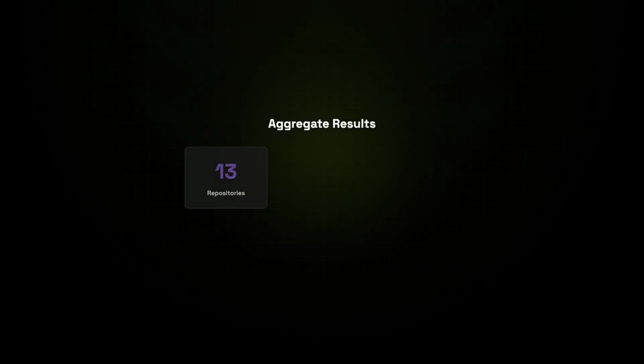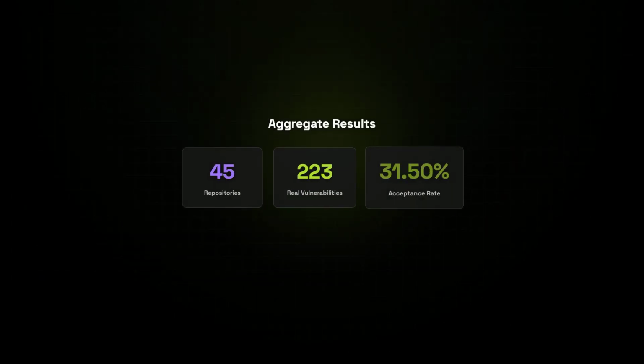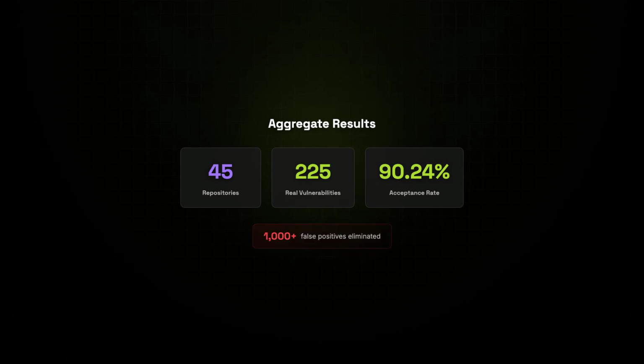These approaches work. Across 45 repositories, semantic analysis detected 225 real vulnerabilities with a 90% maintainer acceptance rate. That acceptance rate is the number that matters most. It means maintainers looked at the findings and agreed, yes, these are real problems that need fixing. At the same time, this approach eliminated over 1,000 false positives compared to traditional tools.